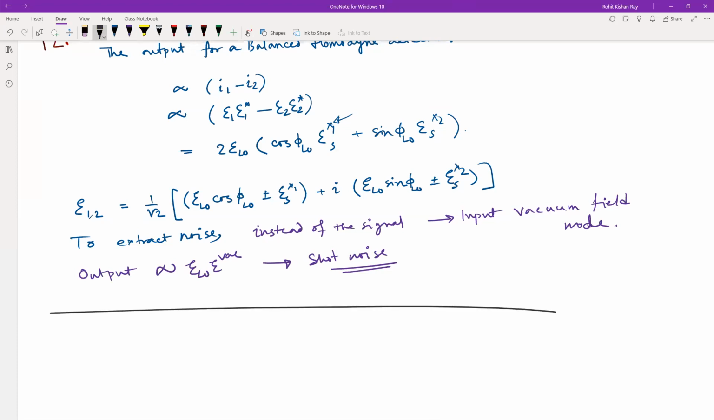Maybe Rohit, we'll define shot noise in the next class, and then I think it will be useful. Okay, so we'll talk about this in the next class. Then should I also do the next problem or leave it here? I think leave it, as the next problem will require the next class. My time is also up almost.